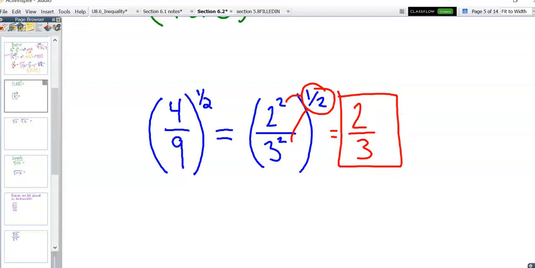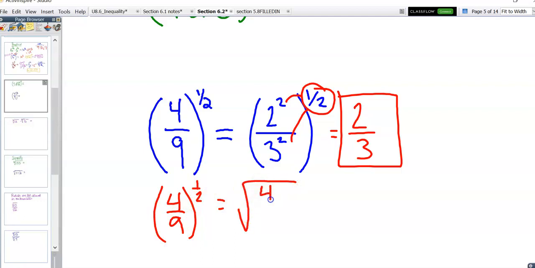Second option, if you like this better, this is the same as the square root of 4 over 9, which is the square root of 4 over square root of 9. Two ways of getting to the same answer.